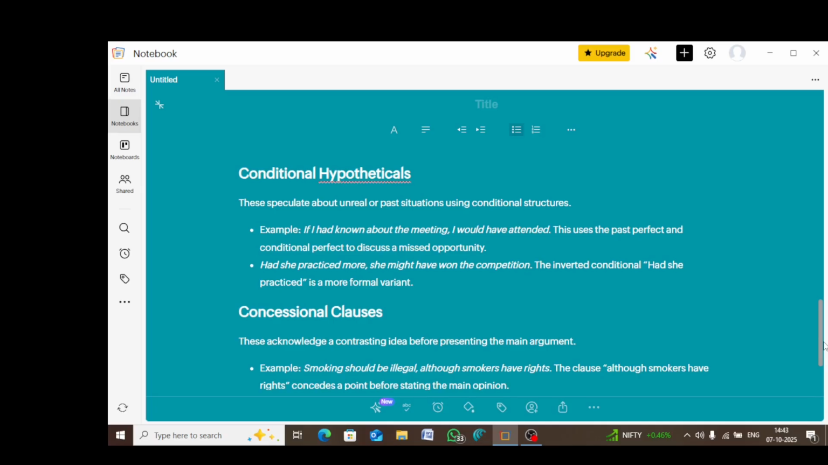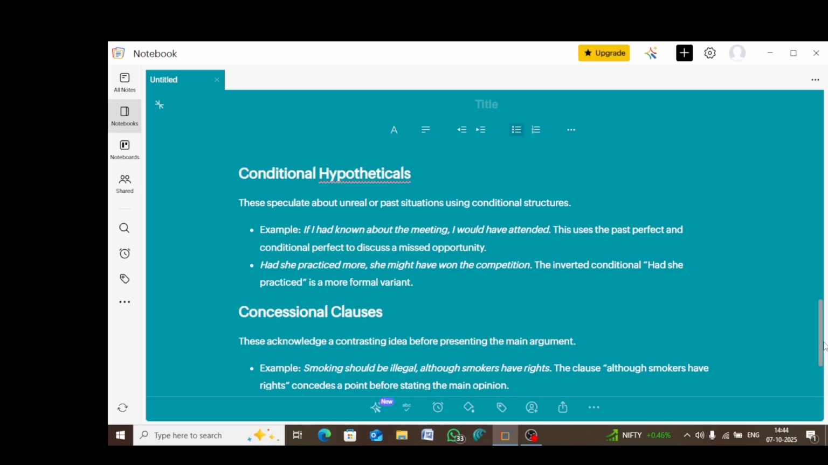Example, if I had known about the meeting, I would have attended. Here, if I had known about the meeting is the conditional clause, if is the conditional word, and the tense is I had known, past perfect. And the second sentence, I would have attended, is the main clause. Here the tense is would, should, could plus present perfect of the main verb, which indicates past conditional or hypothetical past.